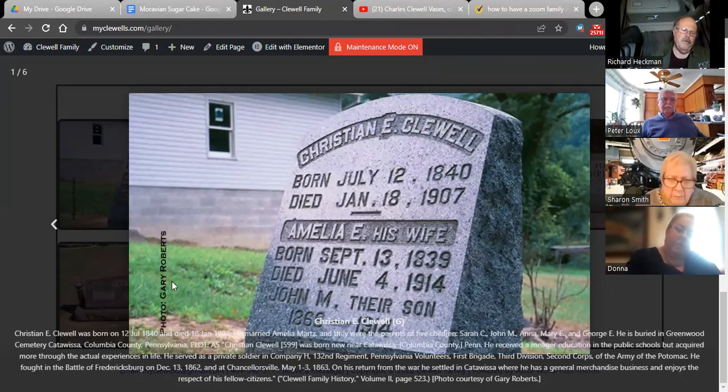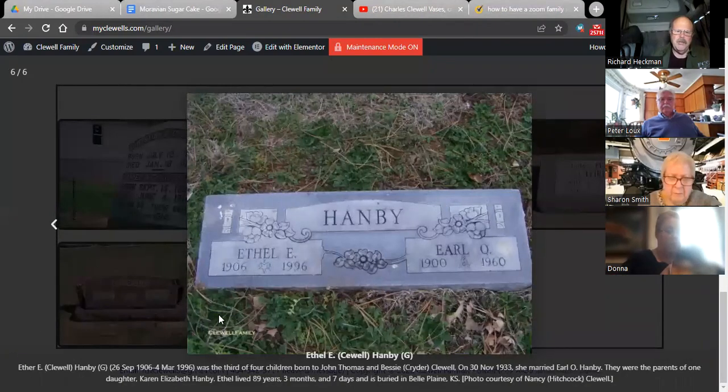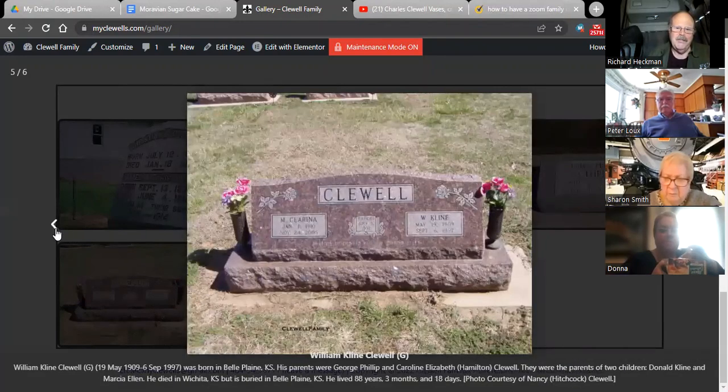And this one came from one of our cool cousins, Gary Roberts, so I acknowledged him. But I put a stamp on every one of the photos, like down here, Clewell family, so that I know people are going to take these photos, and I want them to take them, but I want them to know where they got them from. So it's very time consuming to do that, but it's kind of important.